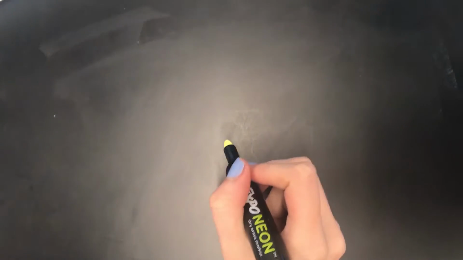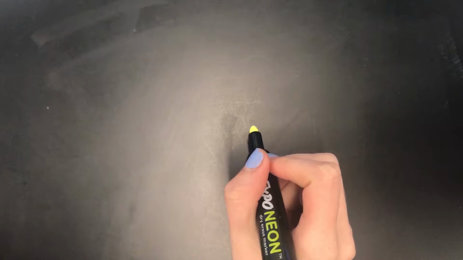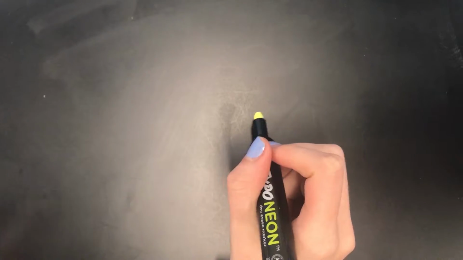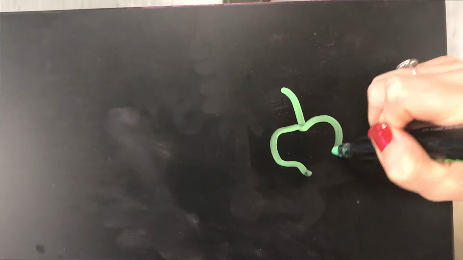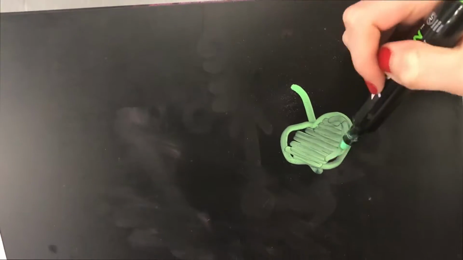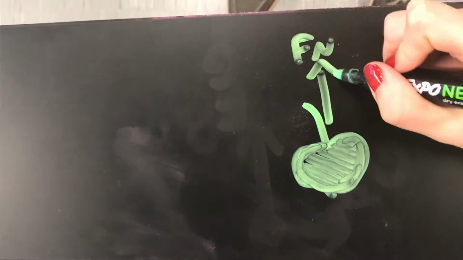Normal force is a support force exerted upon an object that is in contact with another stable object. So, I'm going to draw an apple. When an apple is on the desk, the normal force is exerted on the apple.